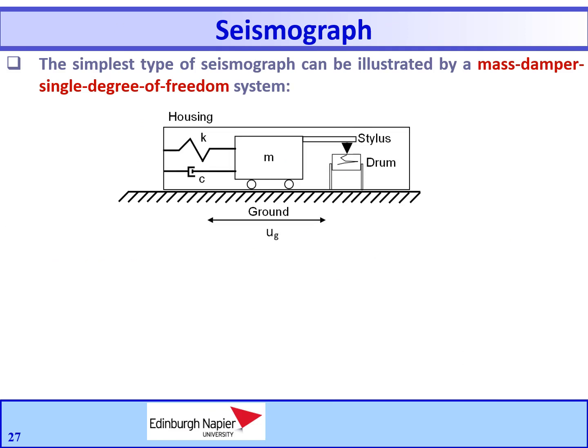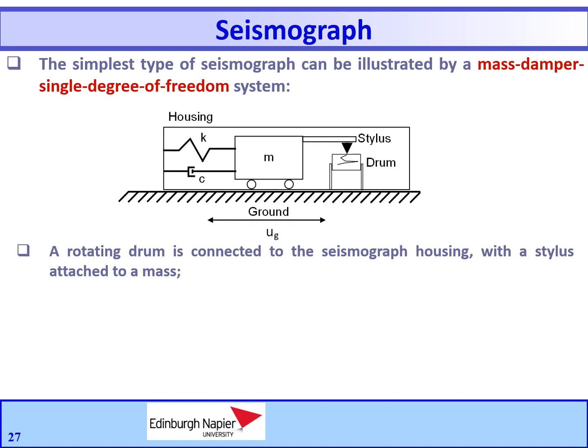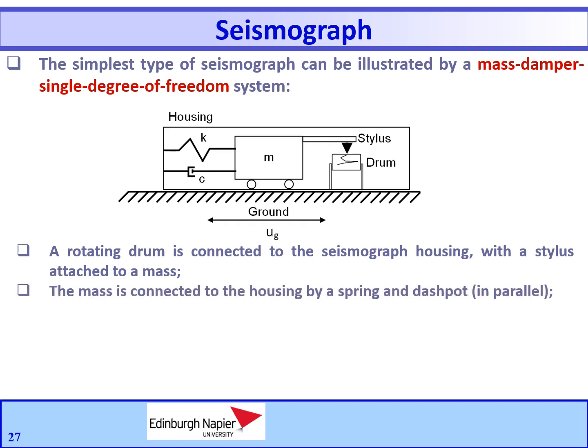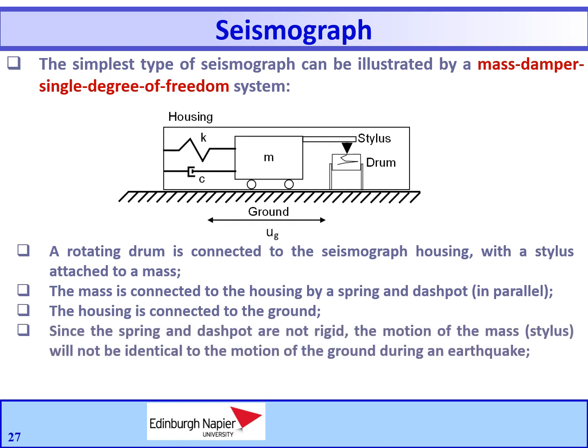The simplest type of seismograph can be illustrated, as we have discussed earlier, by a mass damper single degree of freedom system. A rotating drum is connected to the seismograph housing with a stylus attached to the mass. The mass is connected to the housing by a spring and dashpot that are parallel with each other.